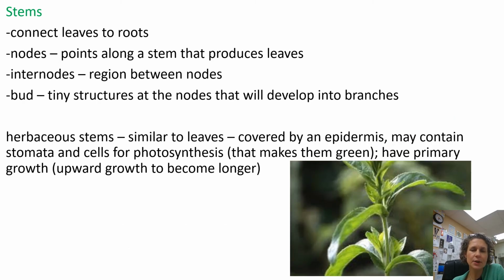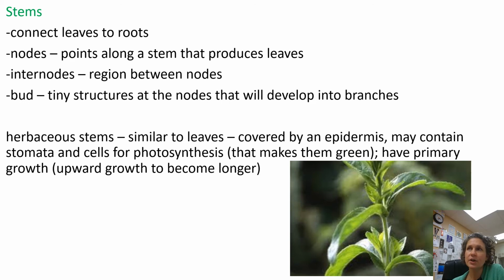All right, stems. So a stem's job is to connect the leaves to the roots. On a stem, you can have different features. You can have nodes, and those are points along the stem that will produce a leaf. Right now is a good time to look for these. Then internodes are regions between the nodes, like the word tells you. And then you have buds, and these are little structures at the nodes that will go on and develop into branches. They will lengthen from the node, and then just keep going from there.